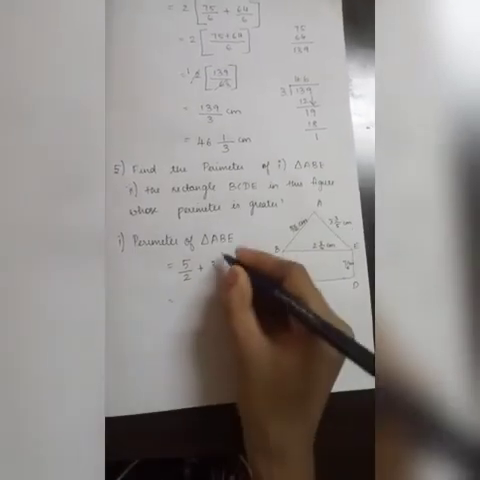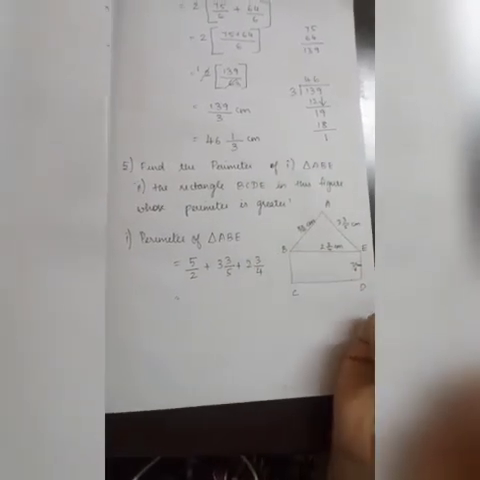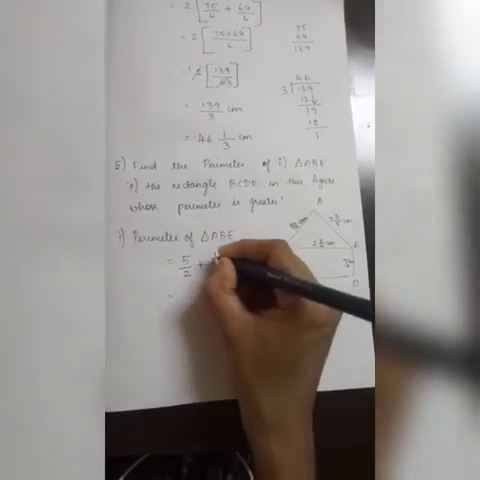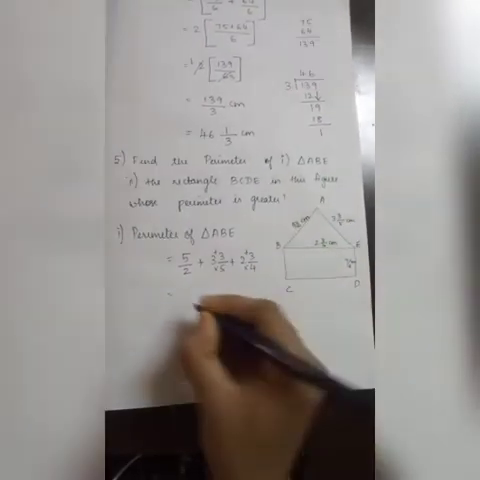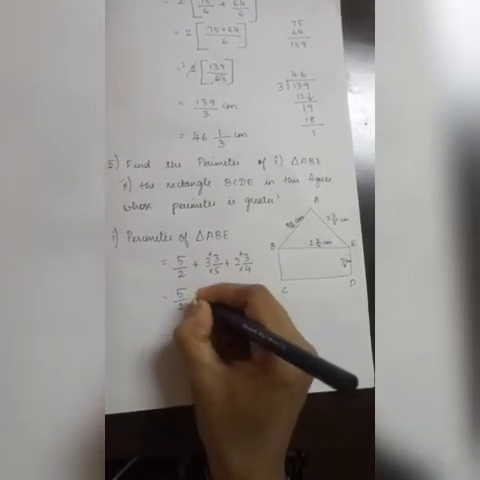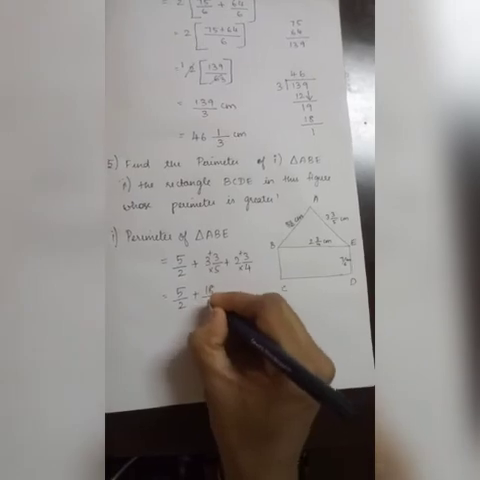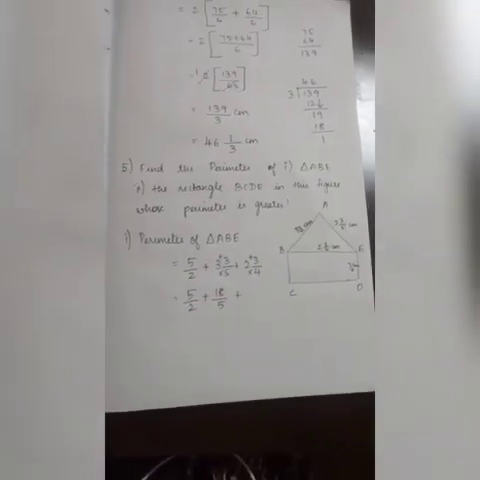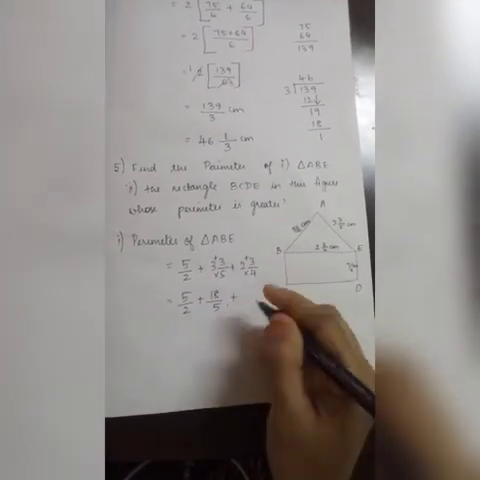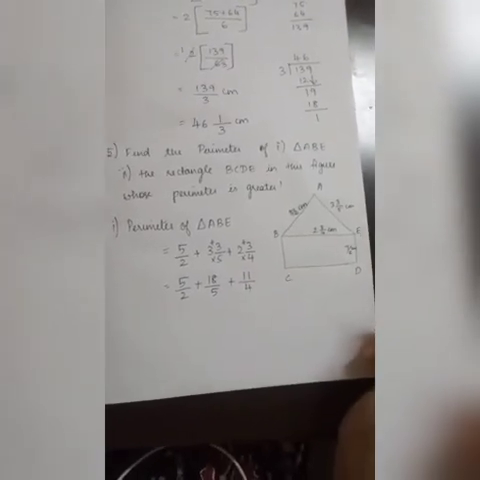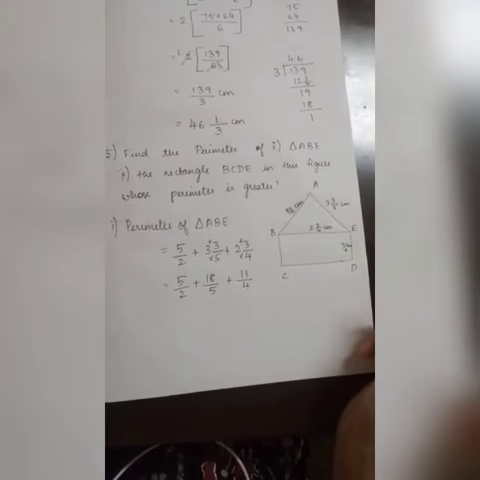Okay. Now these 2 are in mixed fraction. So what should I do? I should convert it into improper. 5 by 2 as such, plus 5 3s are 15, 15 plus 3, 18 by 5, plus 4 2s are 8, 8 plus 3, 11 by 4.